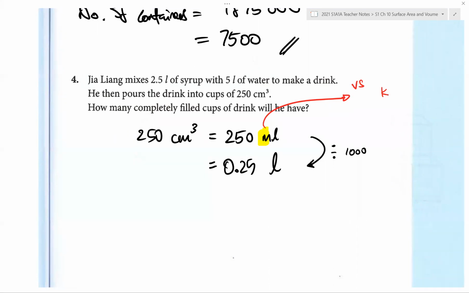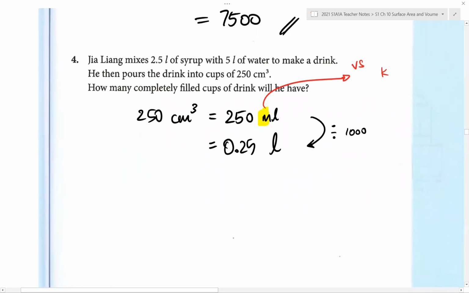That is the volume, the capacity of a cup. So how many completely filled cups of drinks will he have? Next step. Need one more step. 1, 2. Shall we answer it now? Oh, haven't yet. So left the three of you. It's going to go next. Somebody has to try. 2.5.